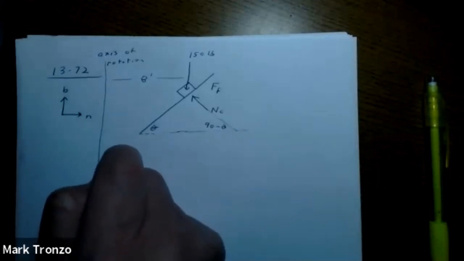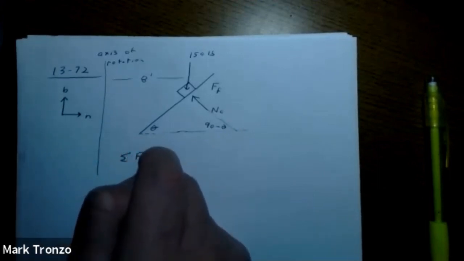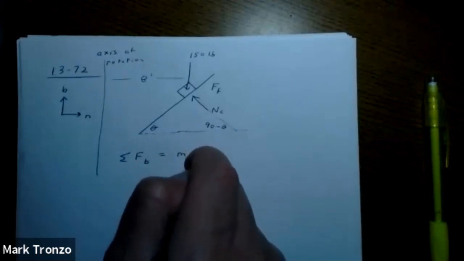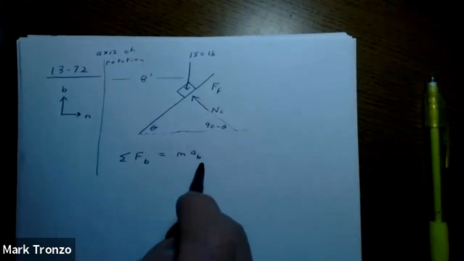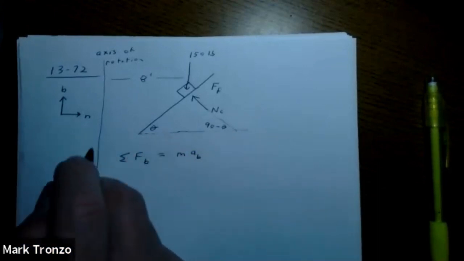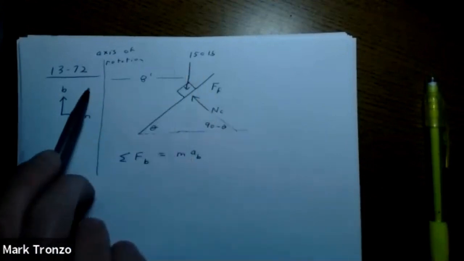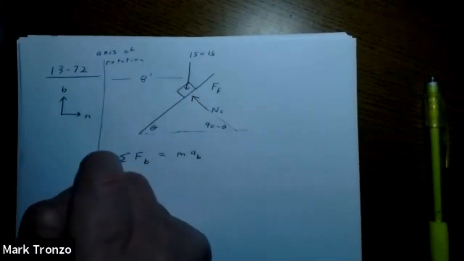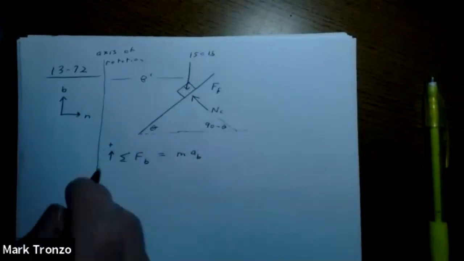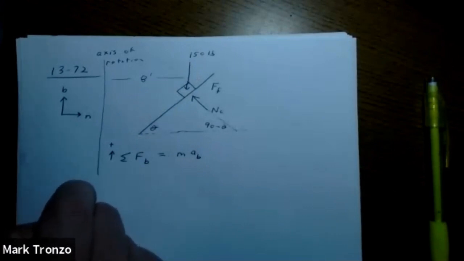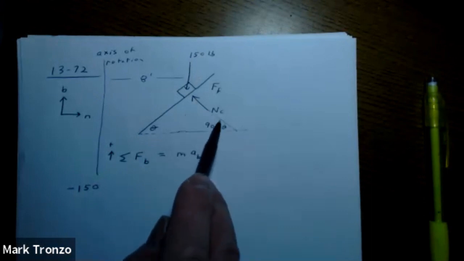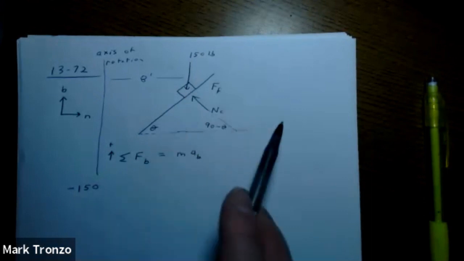And so once again, we'll sum the forces in the binormal direction. I think when the book mentioned this, it said we're almost never going to have any acceleration in that direction, so this can automatically figure to be 0. So in any case, if we look in the B direction, if we call up positive, this 150 is going to be minus 150.